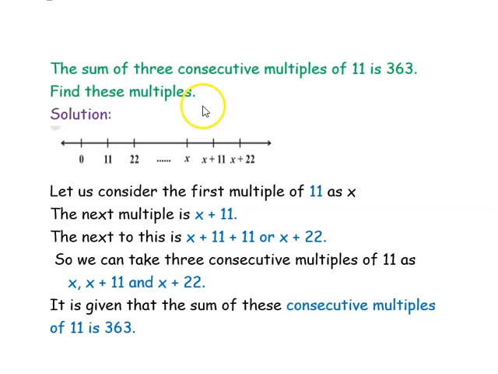The next question is, the sum of 3 consecutive multiples of 11 is 363. Find these multiples. So, solution. First we'll draw a number line and see how we are going to get the consecutive multiples of 11. So first we are starting with 0 and we are writing 11, 22, etc.